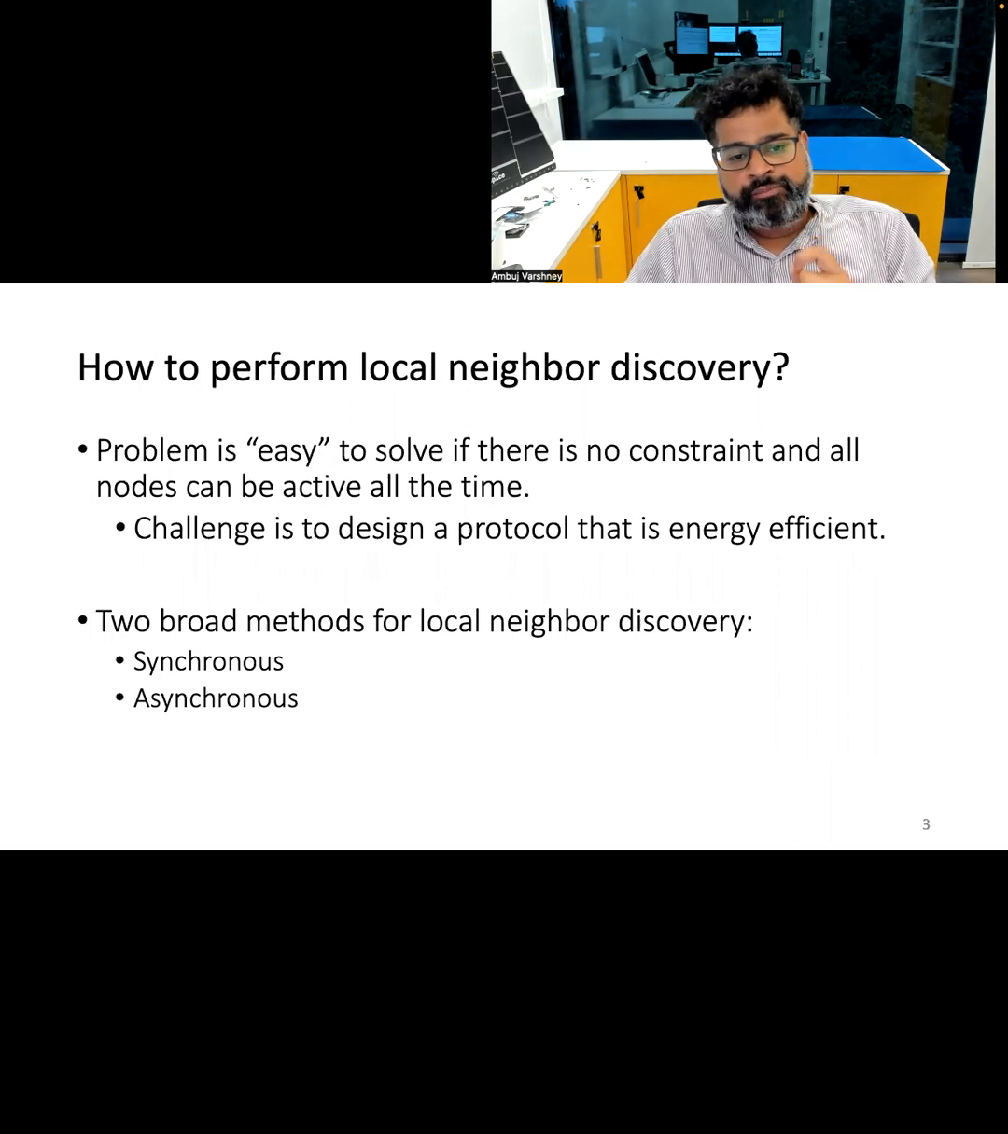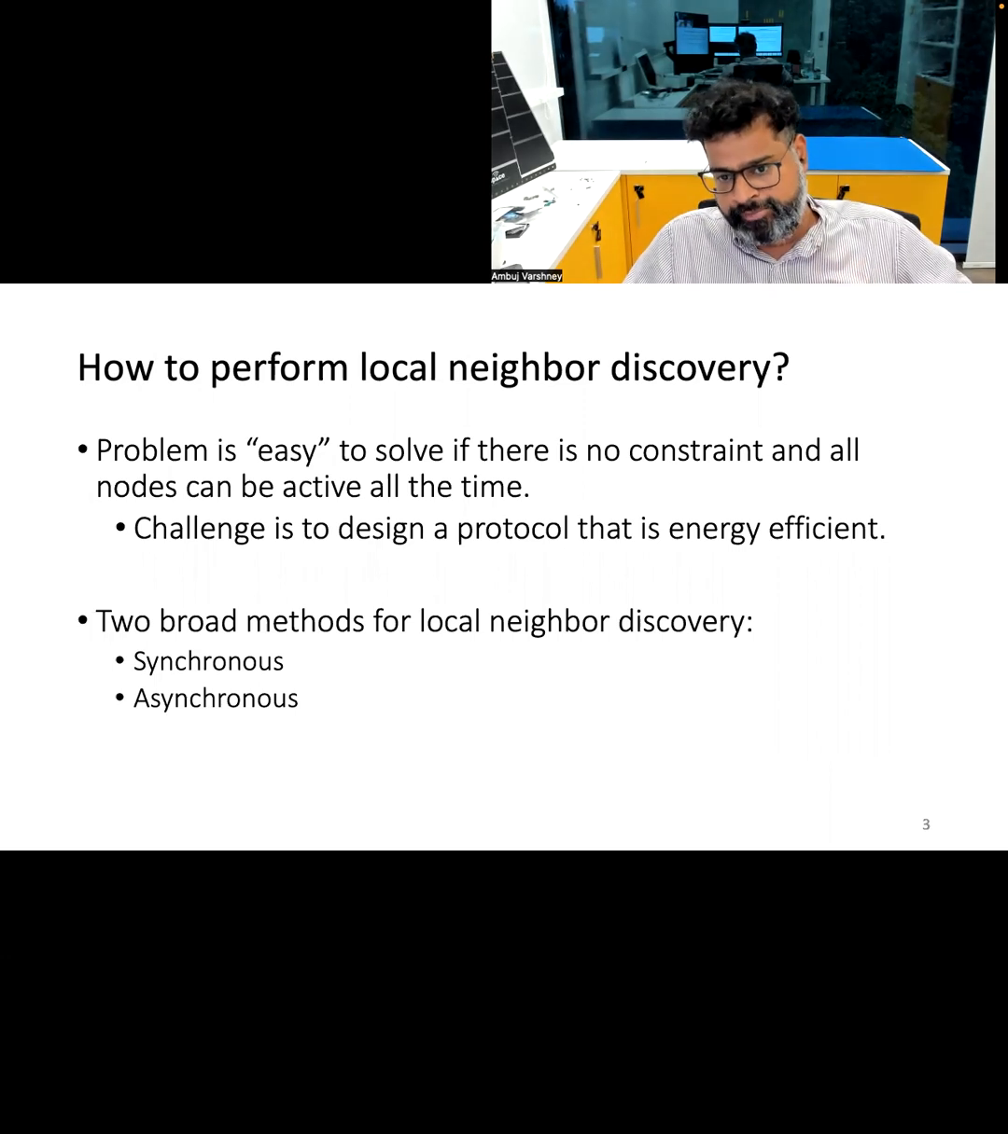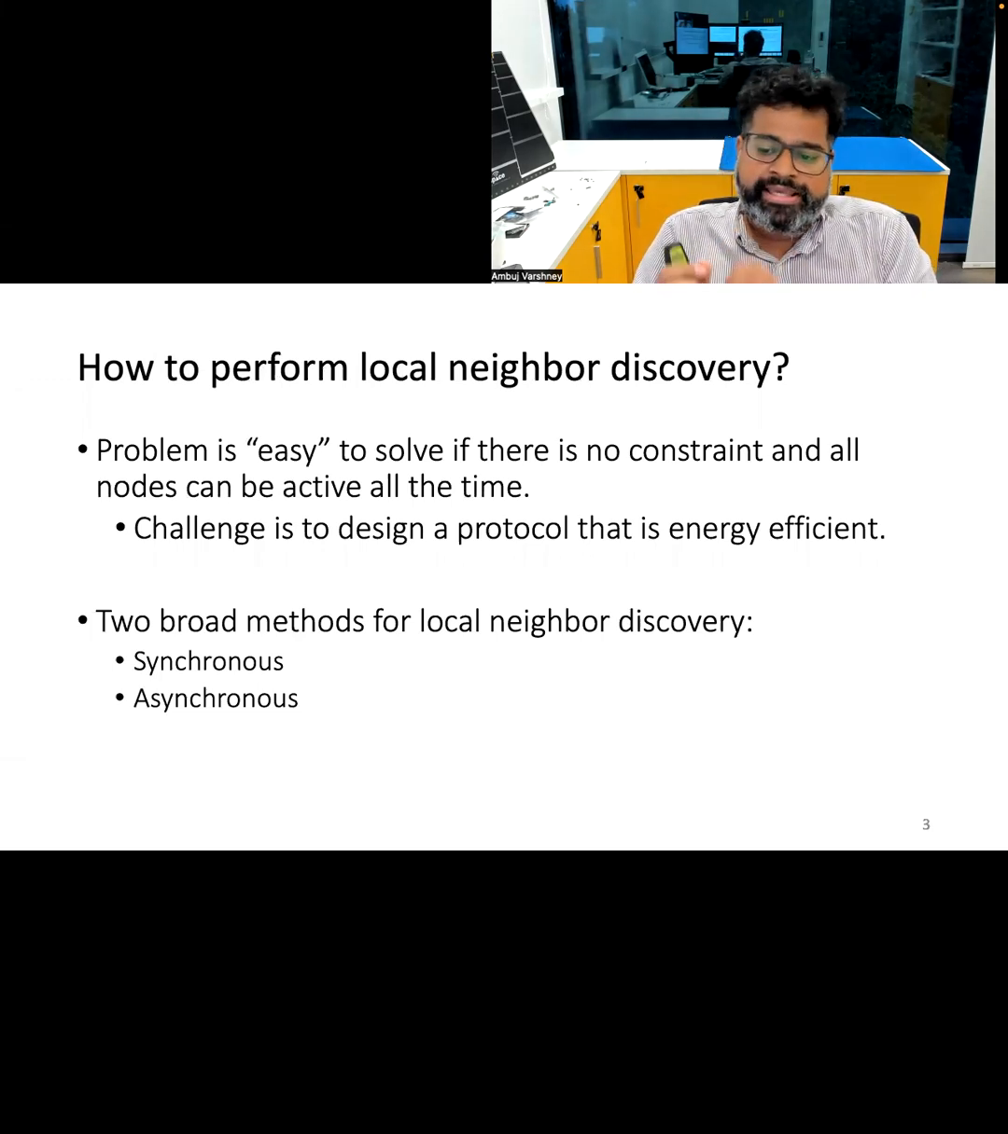It is easier to perform if, for example, there were no constraints and all the devices were always active and always powered, so they were not duty cycling. But of course, we don't want to do that, because if we keep them active all the time, then we'll run out of battery very quickly. So the key challenge is that we want to design a protocol that is highly energy efficient, where devices are off for most of the time, and yet they can perform the neighbor discovery very efficiently. There are two methods for neighbor discovery, synchronous and asynchronous. So let's look into them in detail.